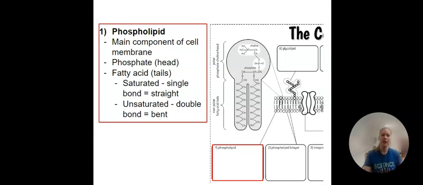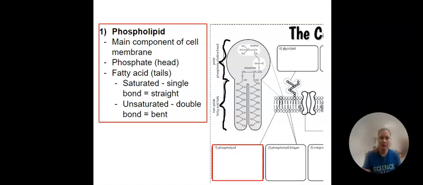So this is number one. So phospholipids are really the main component of the cell membrane. It makes up, like, 90% of the cell membrane. A phospholipid is made up of two parts. You have the phosphate, which is the head, and then you have the fatty acids, which are the tails. So phospholipids are a specialized type of lipids, which is one of our macromolecules.